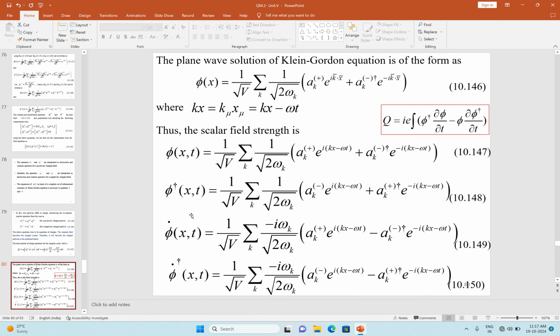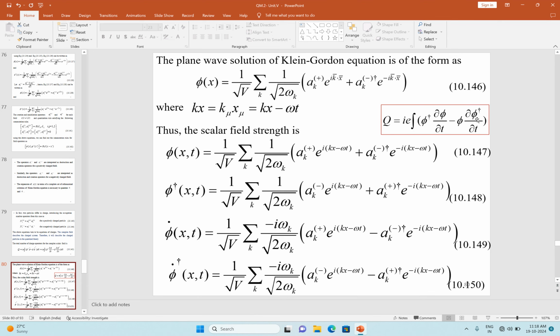That will give you phi dot, which is nothing but dφ/dt. So you differentiate equation 10.147 with respect to t, and that will give you minus i omega k on one term, and plus i omega k on the other, correct? On the left-hand side you get minus i omega k, whereas on the right-hand side you get plus i omega k. I can pull minus i omega k out so that I introduce one extra minus sign for the second term in equation 10.149. See here, I have taken minus i omega k out, so I have introduced one minus sign.